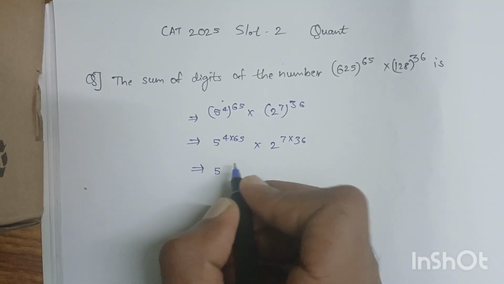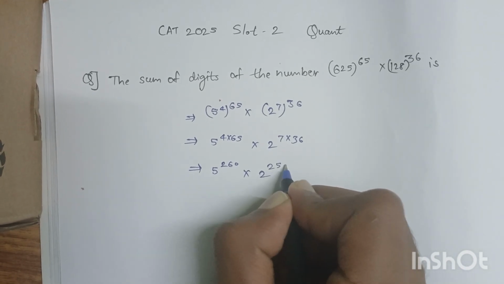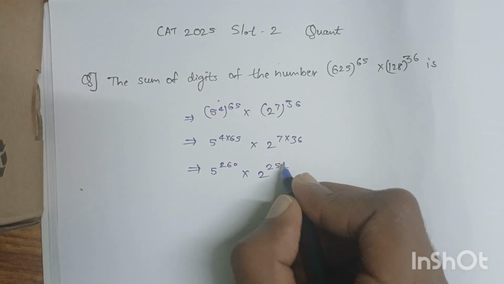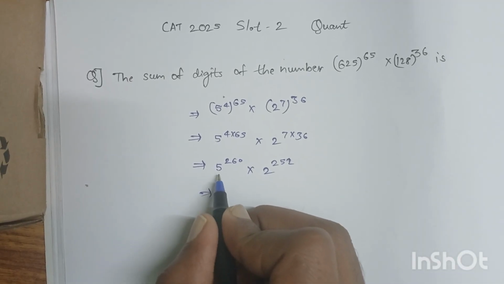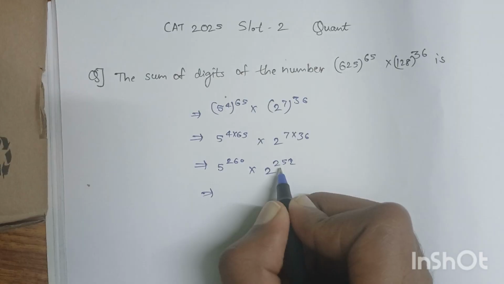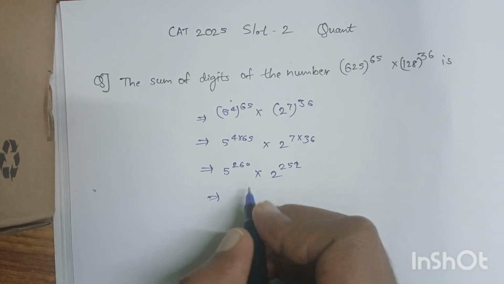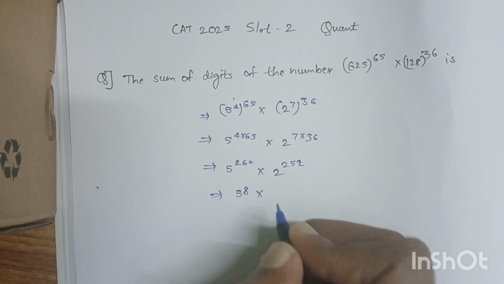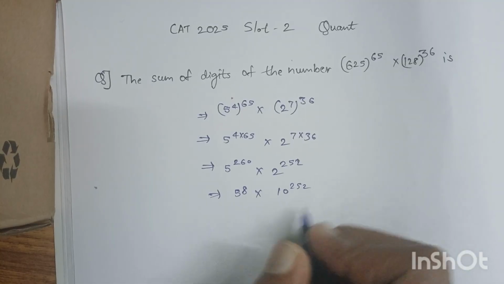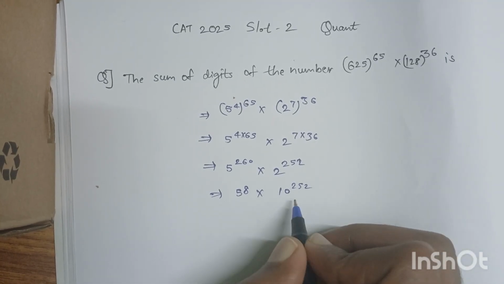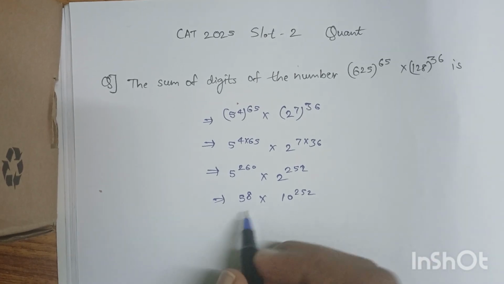This gives us 5 power 260 times 2 power 252. Now we can multiply 5 power 252 into 2 power 252. It will become 10 power 252, and the remaining 5 power 8 can be used to calculate the sum of digits. So the sum of digits for the zeros will be 0, as 252 zeros will be followed by this number.